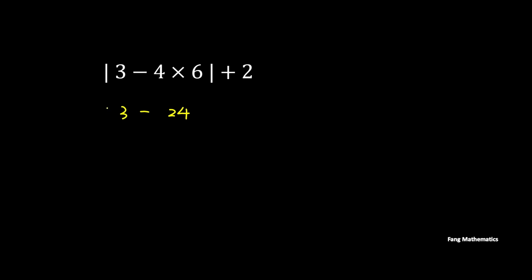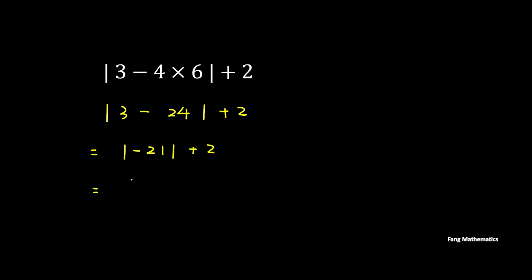And let's copy the absolute value sign. We have not simplified the absolute value sign, so we also have the plus 2 outside the absolute value sign. Now let's simplify 3 minus 24. That should give you minus 21. Absolute value sign plus 2. Then we are to remove the absolute value sign.